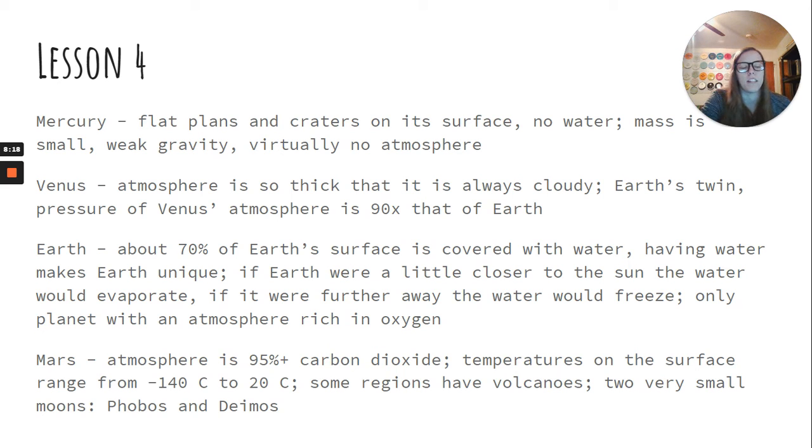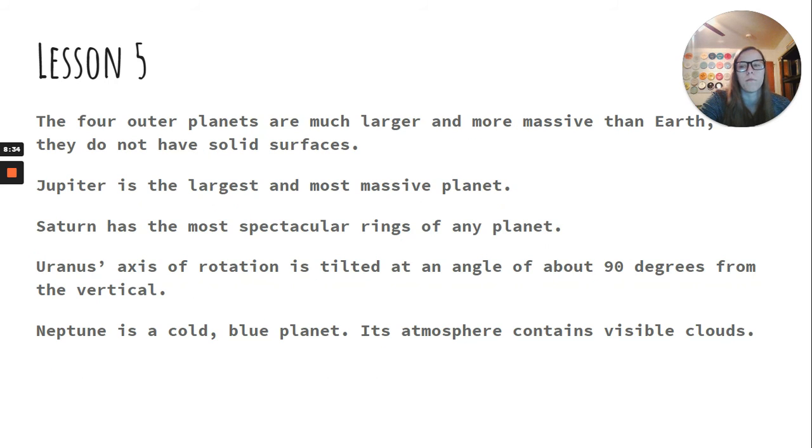Mars, the atmosphere is 95% or more carbon dioxide. Temperatures on the surface range from negative 140 degrees Celsius to 20 degrees Celsius. Some regions have volcanoes, and it has 2 very small moons, Phobos and Deimos.